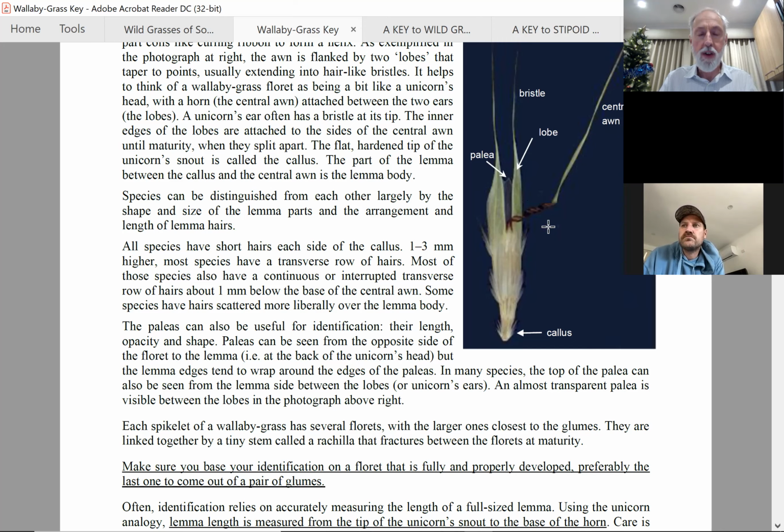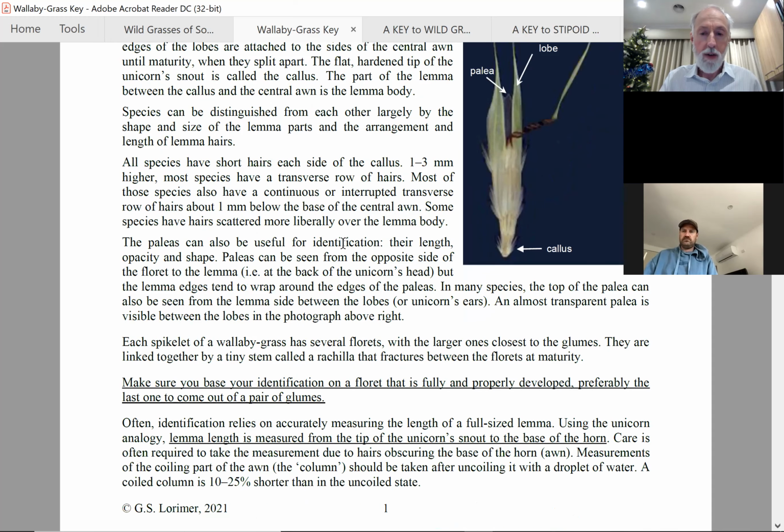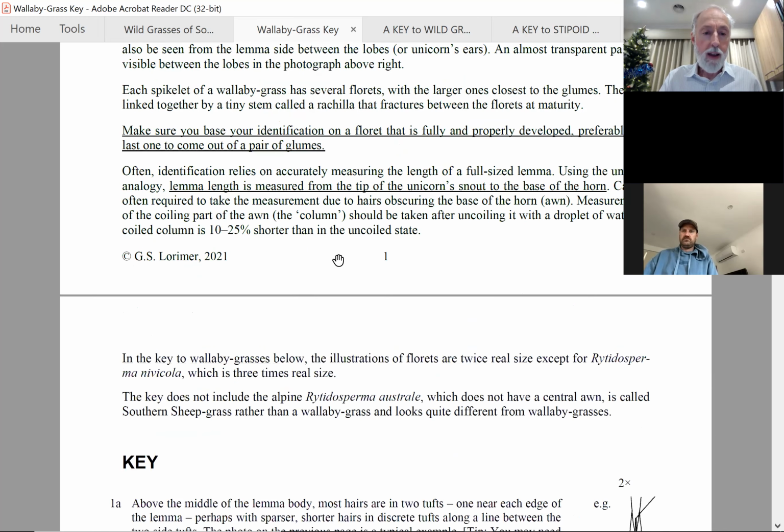So Kate, you didn't see the neat little party trick last week. I suggest you put a drop of water on one of these coiled parts of the awn on a wallaby grass after we've finished, and you'll see it wriggle around and straighten up within seconds. Oats are probably the best one for doing that, except that they don't jump. I like the sweet vernal grass with jumping seeds. So try any of those. Okay.